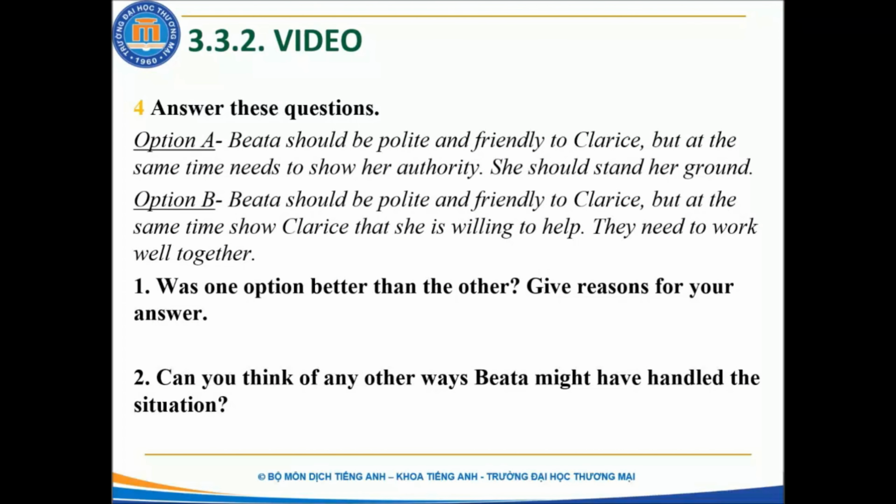So let's move on to exercise 4. We have watched the two videos of option A and option B, and here are two questions. Question 1, was one option better than the other, and give reasons for your answer? And question 2, can you think of any other ways Bentham might have handled the situation? Please spend some time thinking about these two questions.